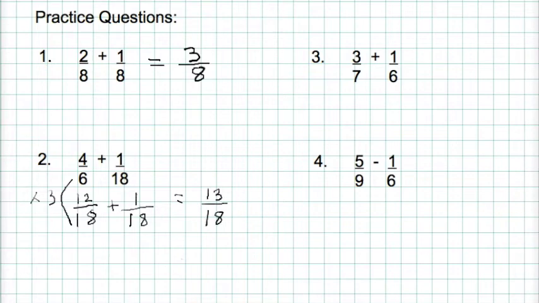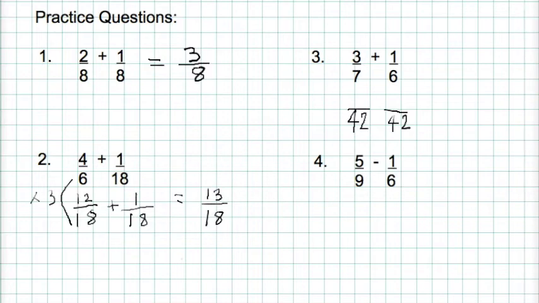Question 3. This time the denominators are different, but we need to multiply both of these. One way of doing this would be to do 6 times 7. 6 times 7 gives us 42. So our denominator, or our lowest common denominator, is 42. Both 7 and 6 are factors of 42.